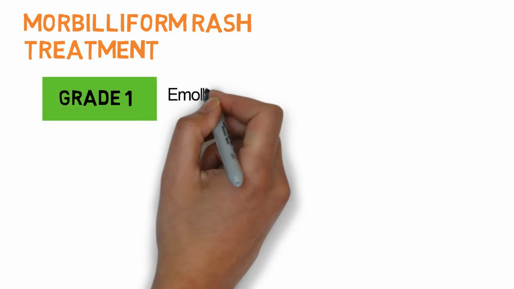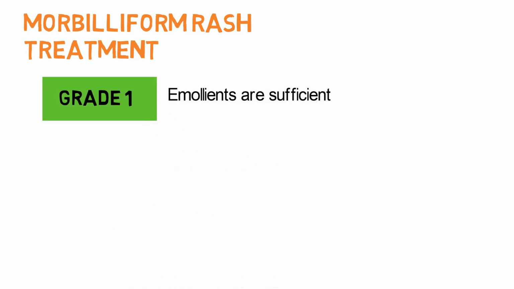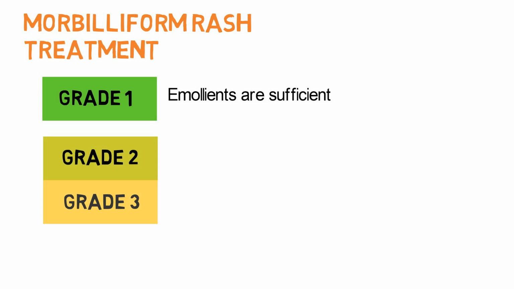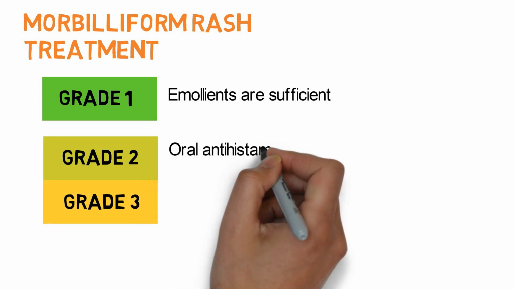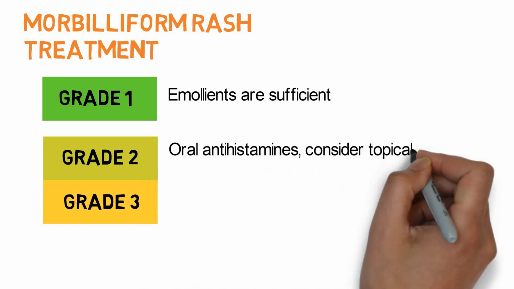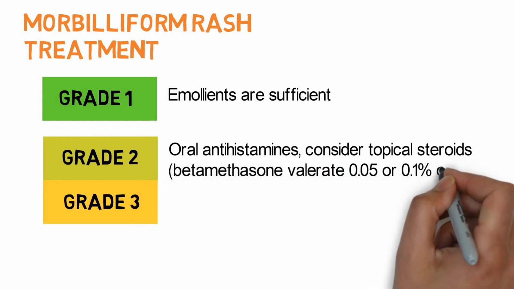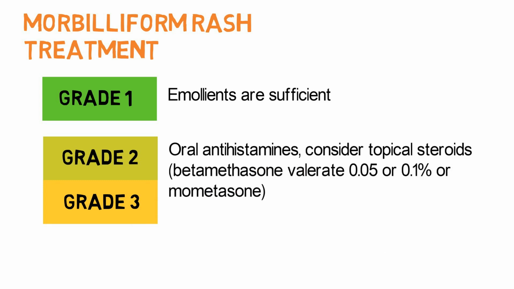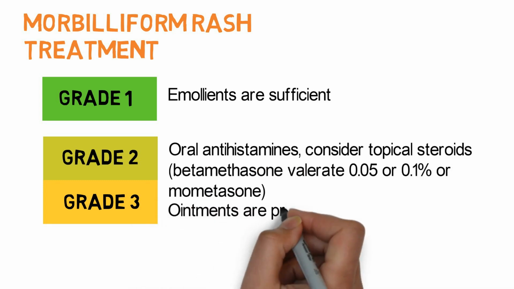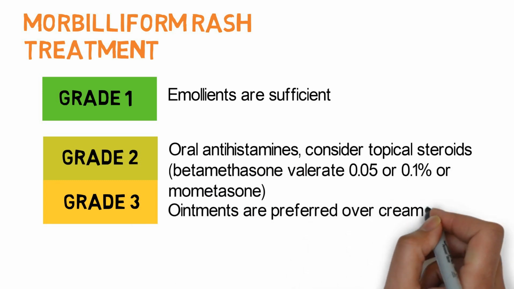For grade 1 toxicities, emollients are sufficient. For grades 2 and 3, the patient can use oral antihistamines. Mid to high potency topical steroids like betamethasone valerate 0.05 or 0.1% or mometasone can also be considered. Ointments are preferred over creams since they are generally more effective.